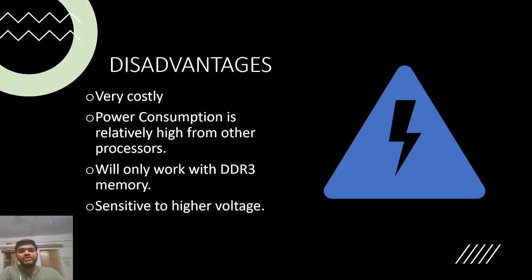As you know, every coin has two sides. We also have some disadvantages. i7 core processors are very costly. The power consumption is relatively high compared to other processors. It will only work with DDR3 memory, which means that any computer having DDR2 has to upgrade or change their motherboard completely to DDR3. Sensitivity to higher voltage is seen in i7 processors.